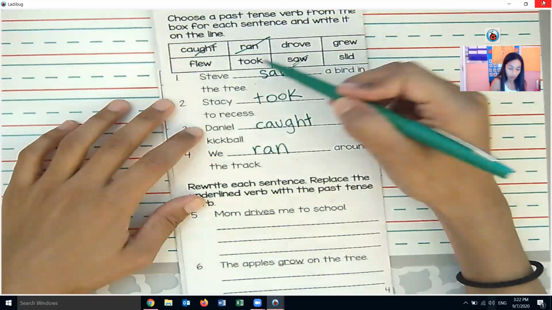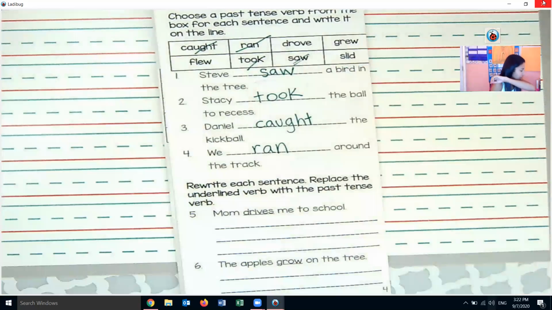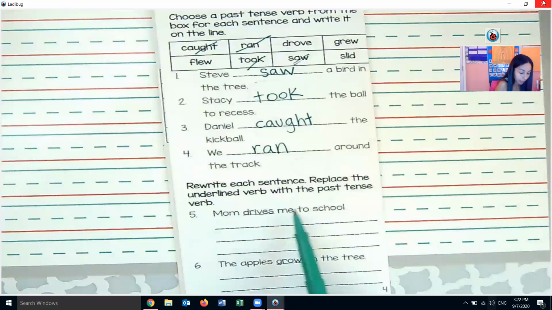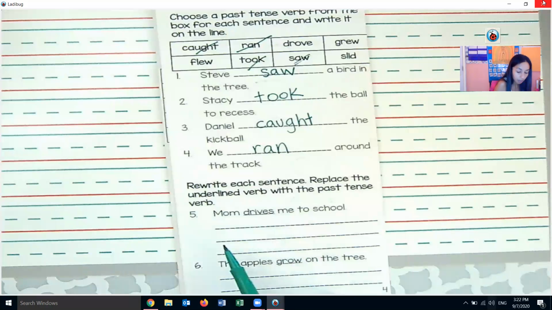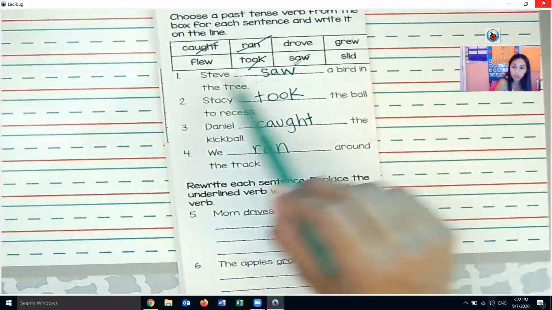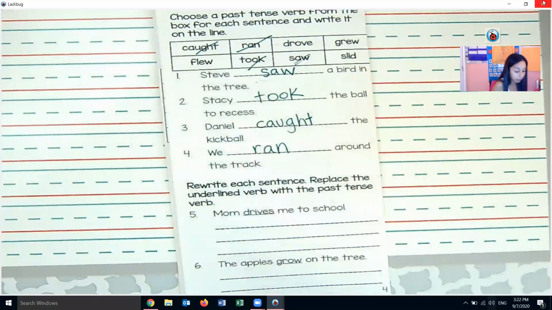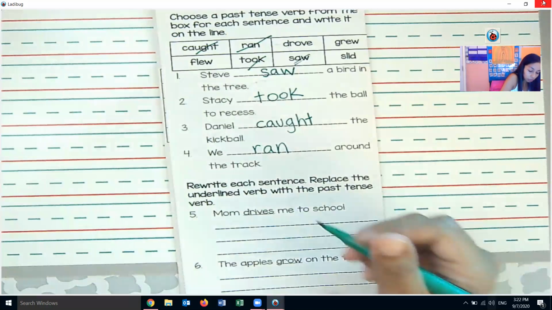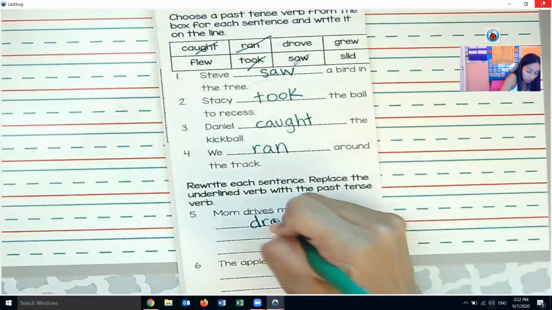Okay, so the bottom piece, replace the underlined verb with the past tense verb. So, Mom drives me to school. From our word bank, which one would be, or even just on our own, what is drives, like it already happened. Mom drives me to school. Well, what if this happened yesterday? Mom drove me to school.